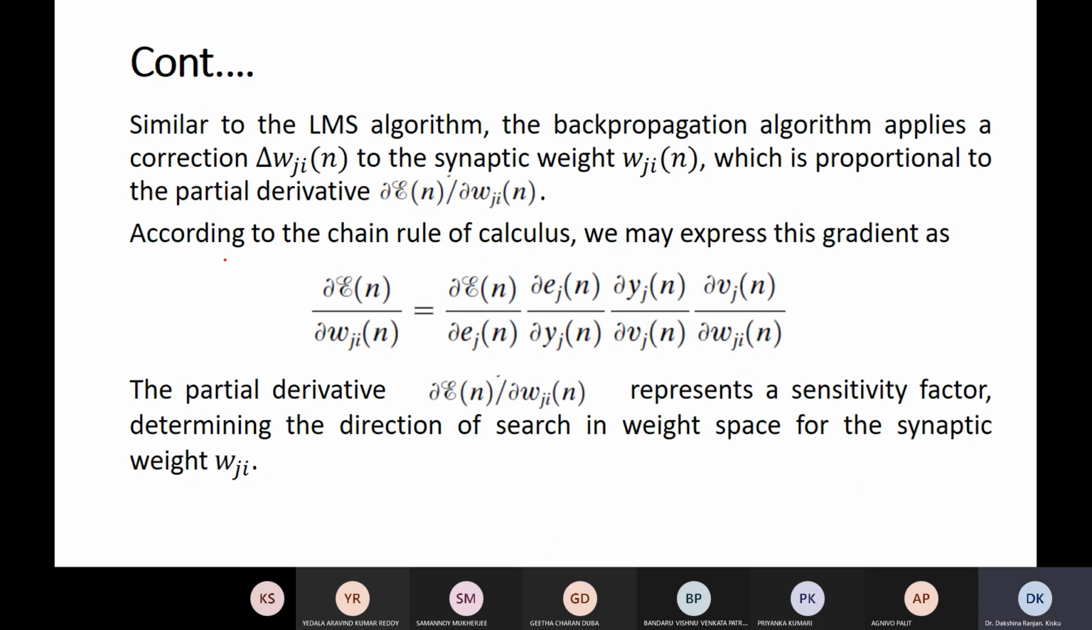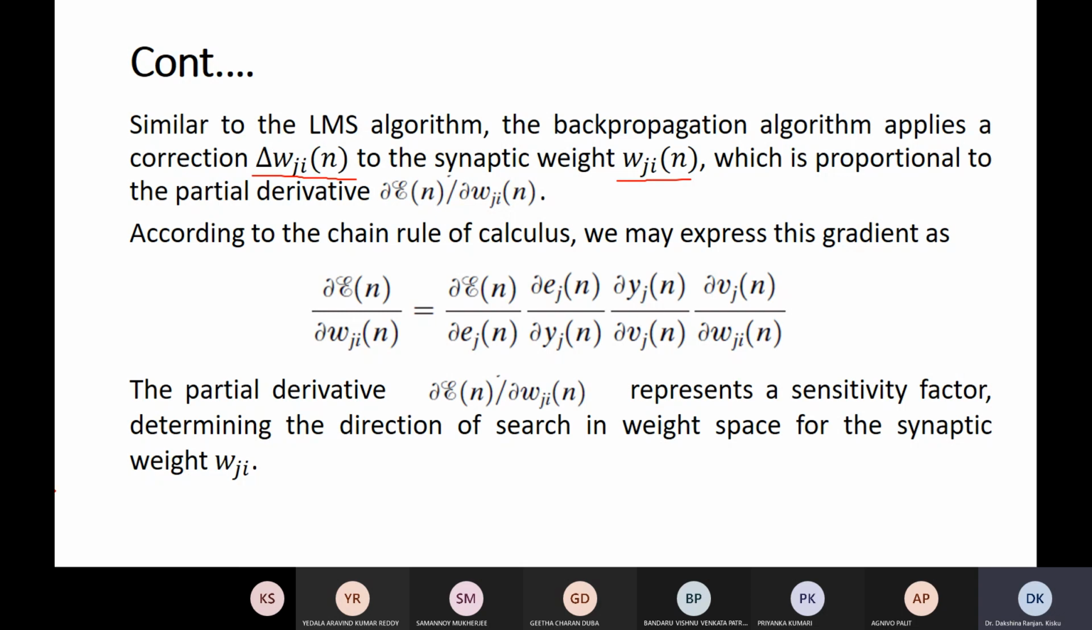Now similar to the least mean square algorithm, the backpropagation algorithm will apply a correction, delta wjin, to the synaptic weight wjin. So this correction will be applied. Basically this is important for updating the initial weights or the weights in the previous layer. Now this is proportional to the partial derivative del f of n divided by del wjin. So with respect to the weight, we can compute the derivative of the function f of n, and this will give us the gradient.